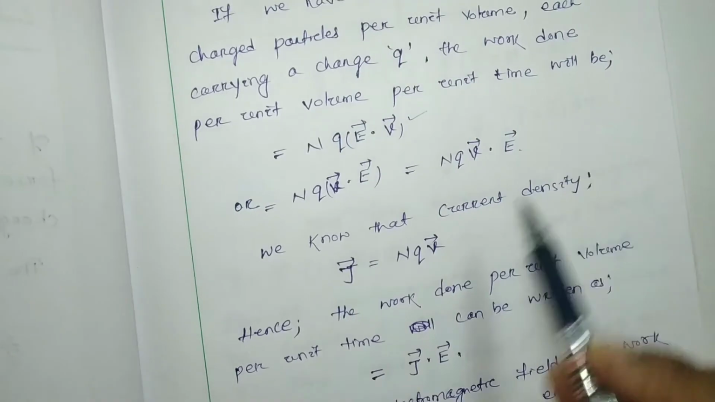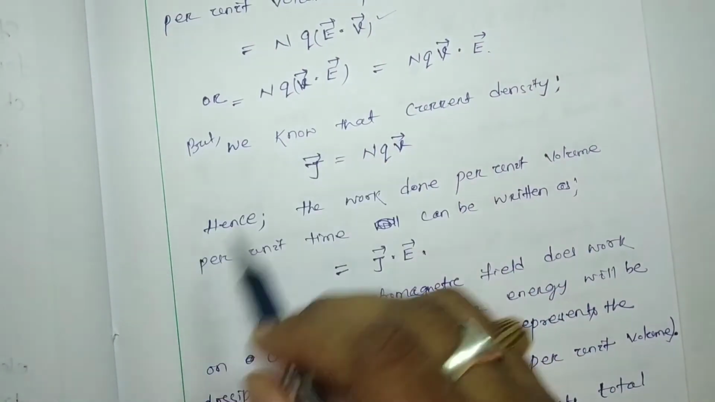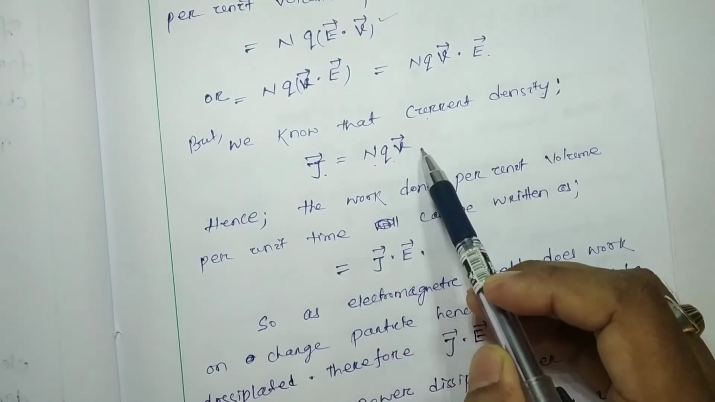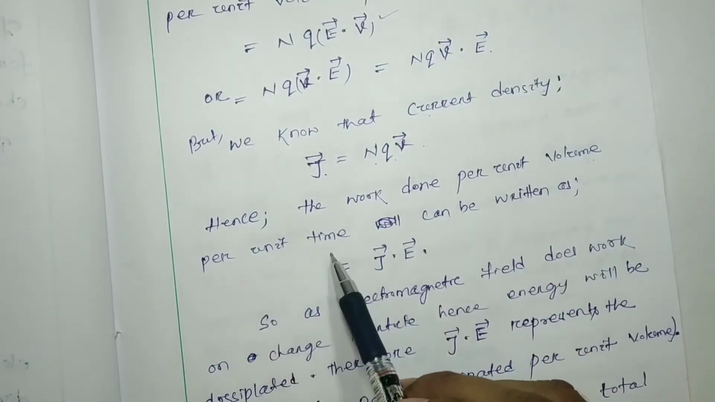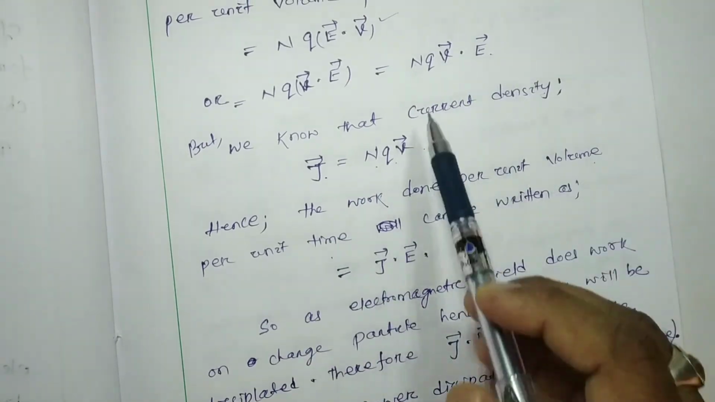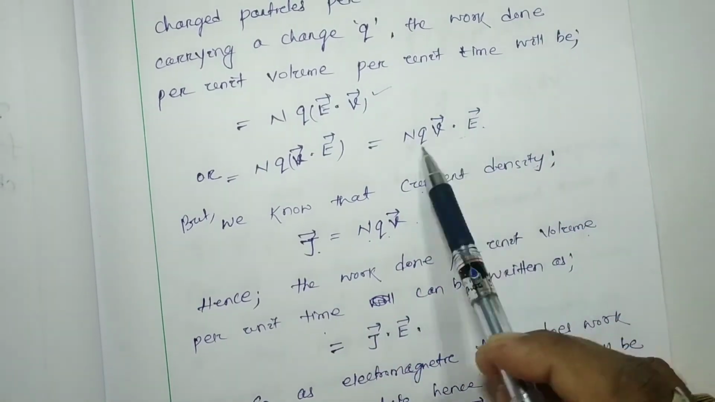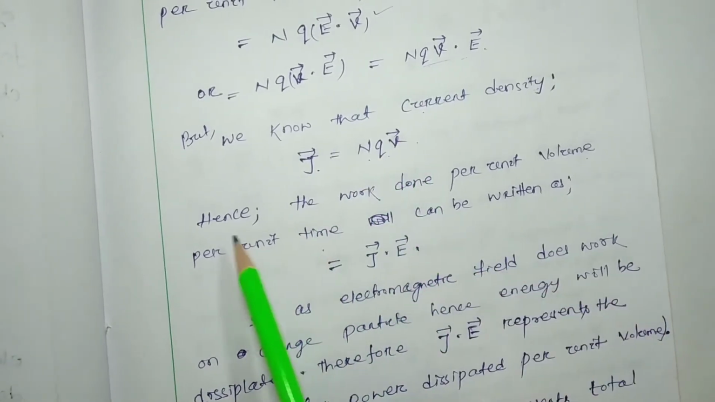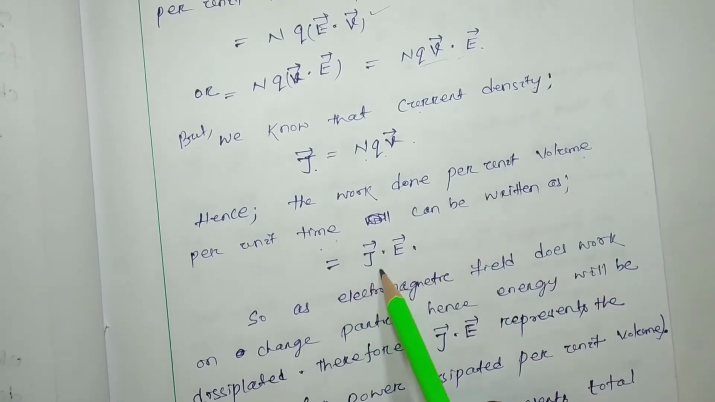Now, we know that the current density is nothing but J equal to nqV. Hence, the work done per unit volume per unit time, this expression we got, by considering J as this much, can be written as equal to J dot E.